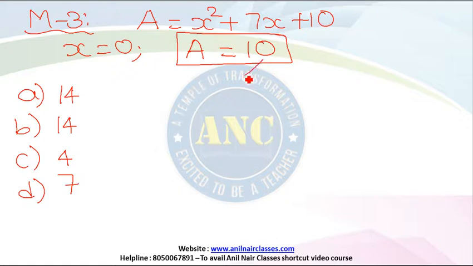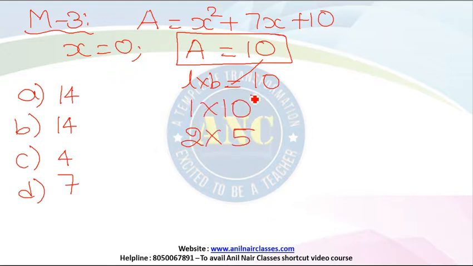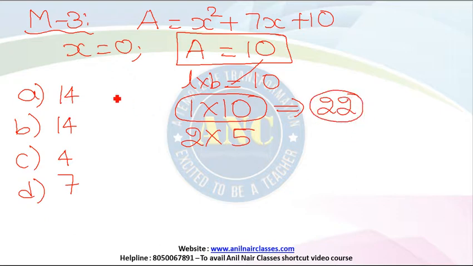Now, if I say this, length into breadth should be equal to 10. So that means it is 1 into 10 is 10, or it is 2 into 5 is 10. 1 into 10, length and breadth are 1 and 10. 1 plus 10 is 11. 2 times 11 is 22. Perimeter should be 22, but none of the options is present like that.